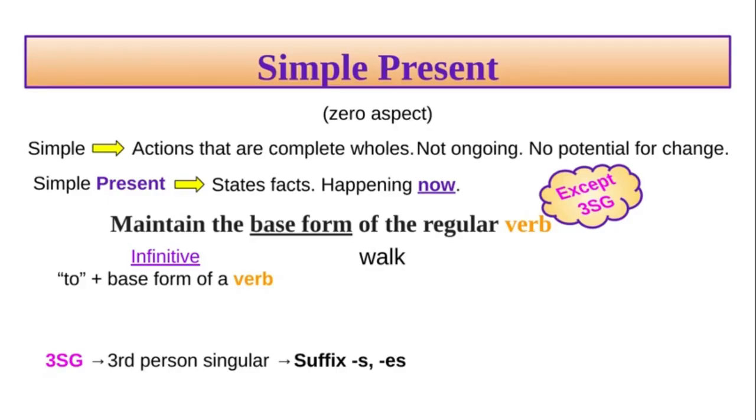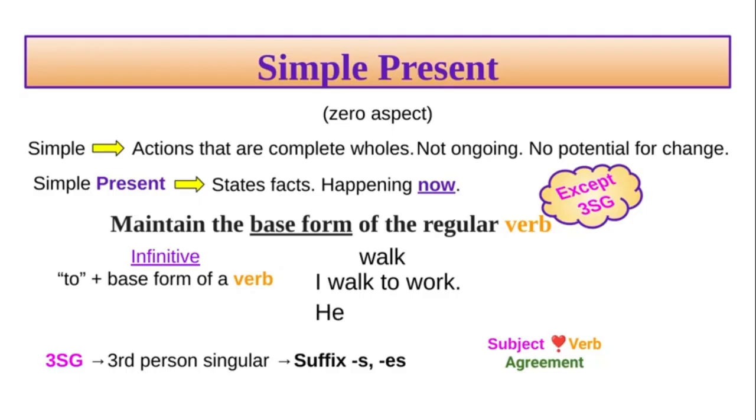Here's an example of a sentence using the first person pronoun I. I agrees with the base form of the regular verb walk. It agrees in person, number, and tense. I walk to work.